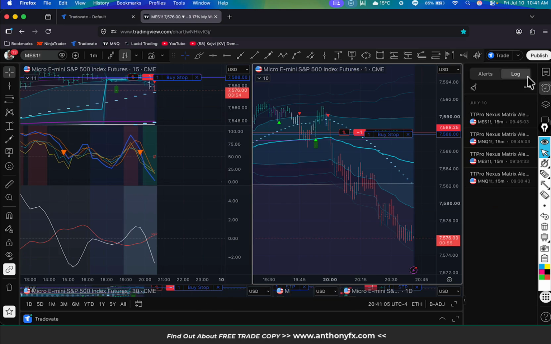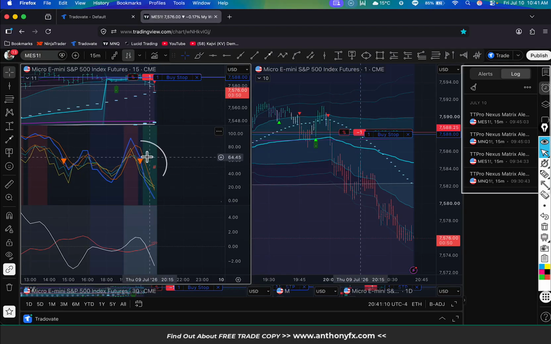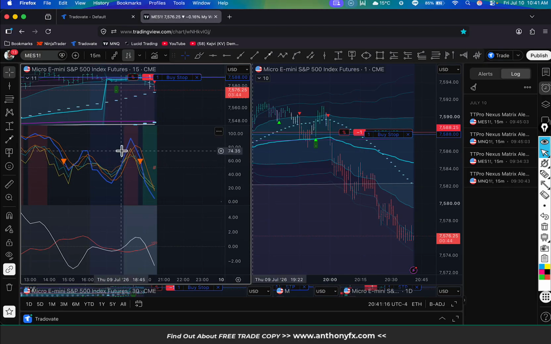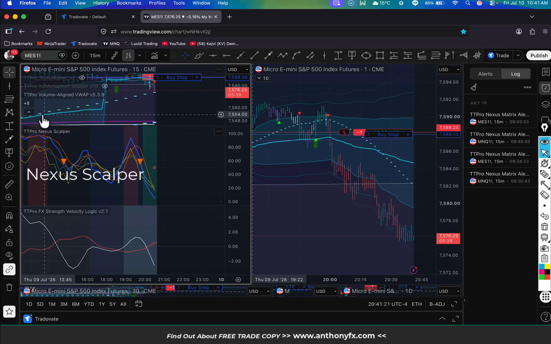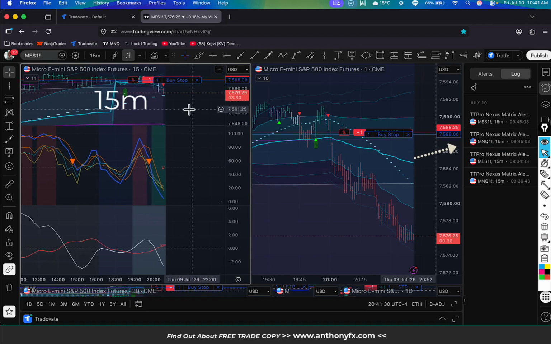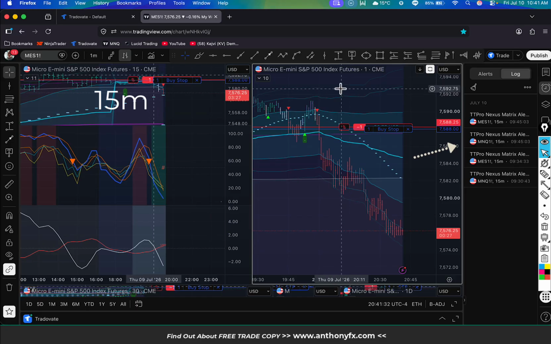So what I've done is I've set up an alert, and the alert is just this one here. It's this down triangle, and down triangles on this indicator. This is called the Nexus Scalper. So when this fires, it goes over here. This is the 15-minute chart, but I'm entering a trade on the 1 minute.